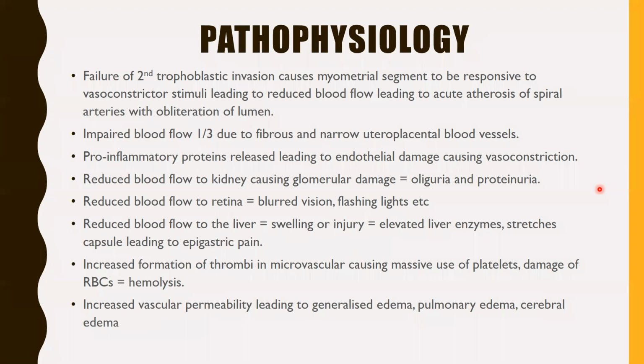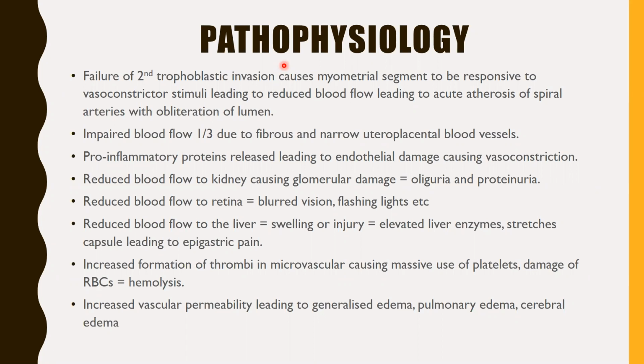And so blood flow is reduced by about one third due to the fibrosis as well as the narrowing of the uteroplacental blood vessels. And so this causes inflammatory proteins to be released, also leading to the endothelial damage, which will further cause the vasoconstriction. So when there is vasoconstriction, it will not be limited just to the blood vessels there, but the arterioles of the entire body are affected by the vasoconstriction.